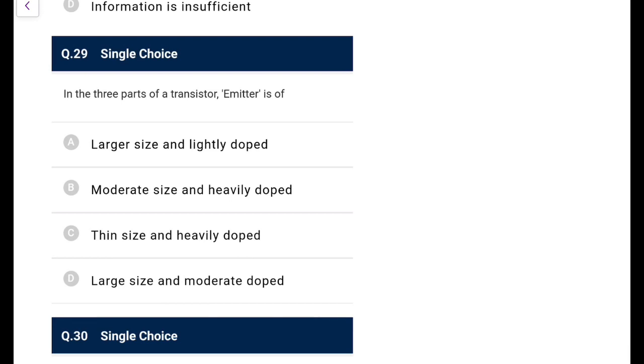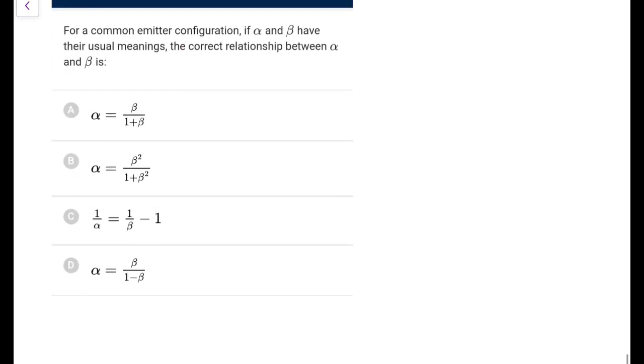In the 3 parts of a transistor, emitter is. Now this is the easiest one for you. It is maximum doped and of moderate size. Last one, for a common emitter configuration, alpha and beta. I just told you. Beta is alpha over 1 minus alpha, and alpha is beta over 1 plus beta. So just look at the options. The first one is the appropriate one.